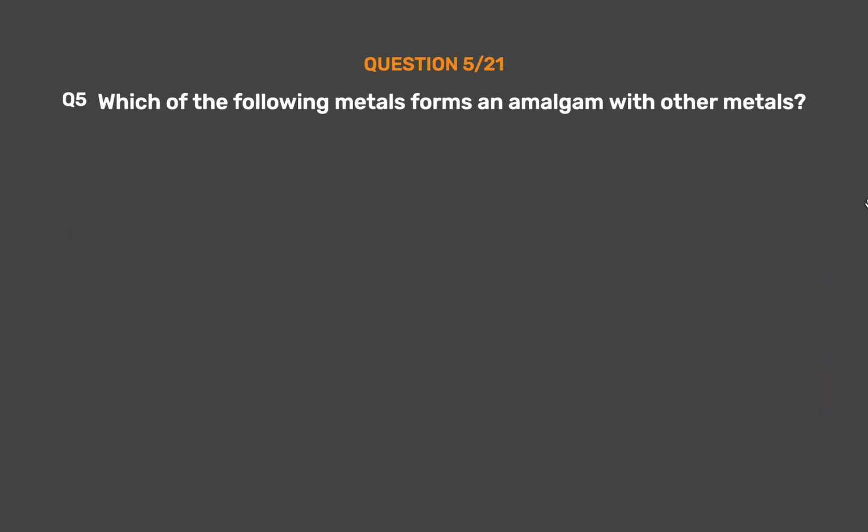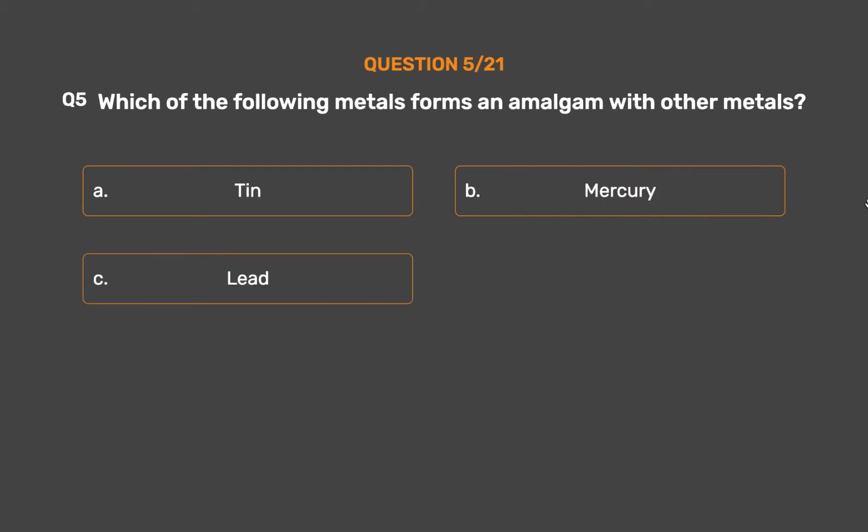Question number 5. Which of the following metals forms an amalgam with other metals? Option A. Tin. Option B. Mercury. Option C. Lead. Option D. Zinc. The correct answer is Option B.